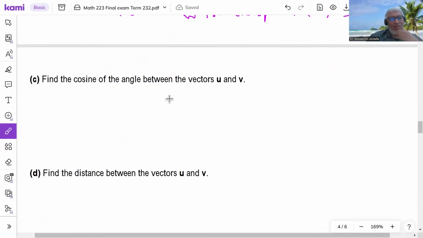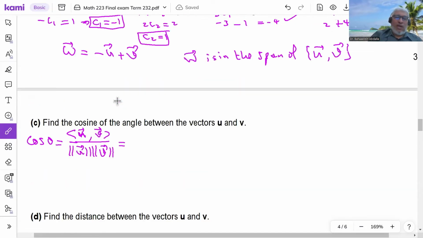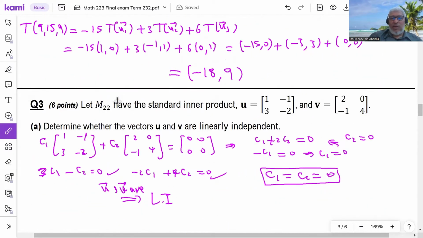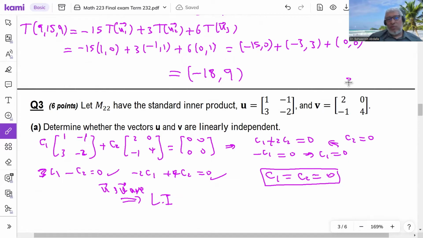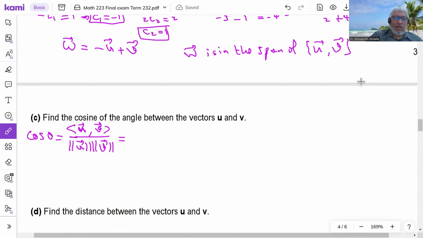Find the cosine of the angle between the vectors u and v. The cosine of the angle, let us call it theta, is the inner product of u and v over the norm of u times the norm of v. How to find the inner product? I multiply 1 times 2, negative 1 times 0, 3 times negative 1, negative 2 times 4, negative 8. So 2 minus 3 is negative 1, minus 8 is negative 9. So the inner product is negative 9.